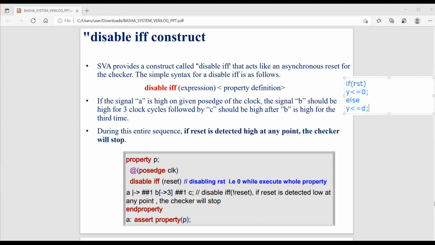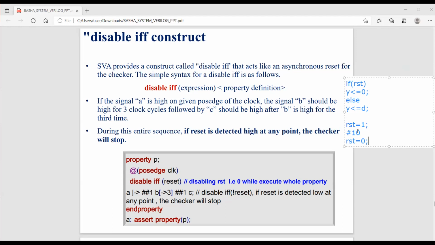Initially, you are writing a condition like reset should be high in your test bench. After 10 nanoseconds your reset should be low, right? Now you want to check this condition. You want to check what is the value of your y based upon your reset value only.